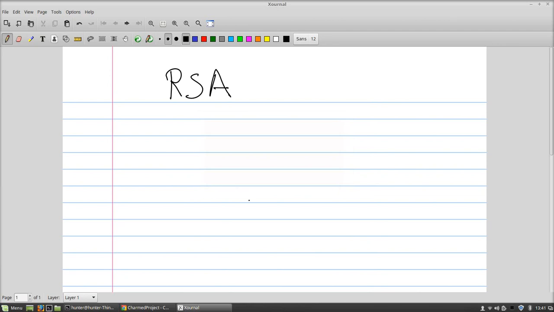So after all those preliminaries, it's finally time to describe the RSA Cryptosystem. This is named after Rivest, Shamir, and Adleman, who were all at MIT in the 70s and came up with this idea. It's public key cryptography, so there's going to be some public information and some private information.